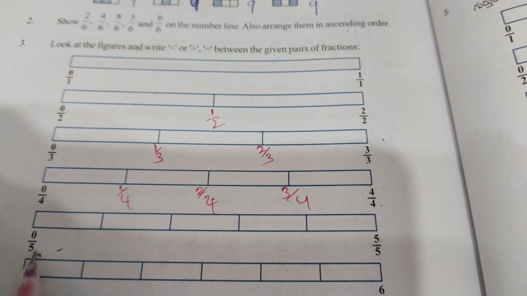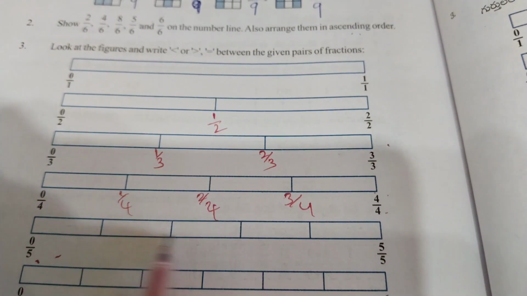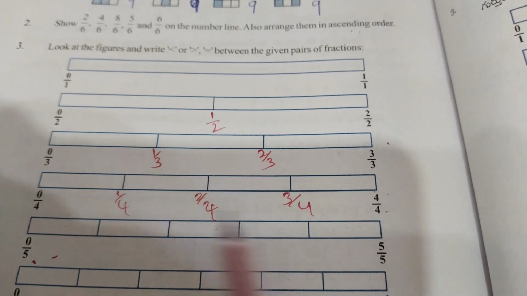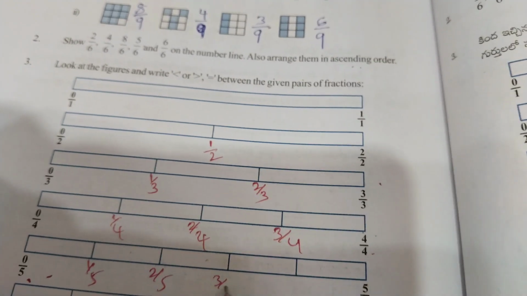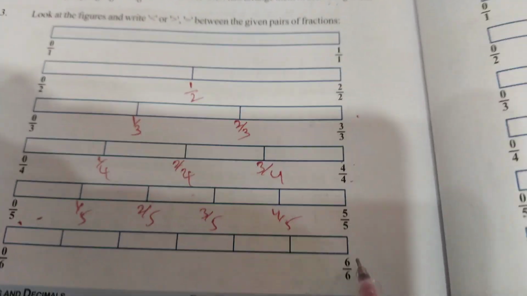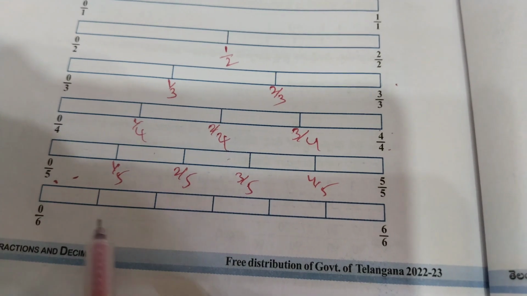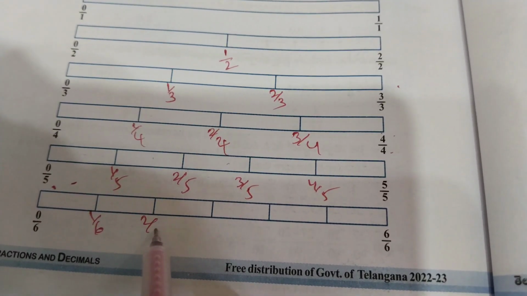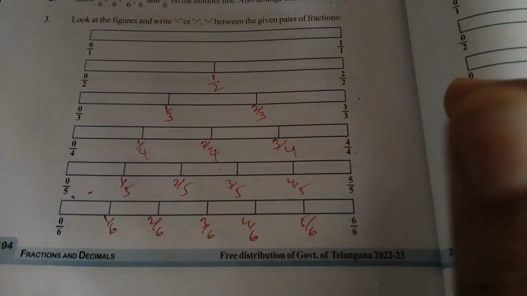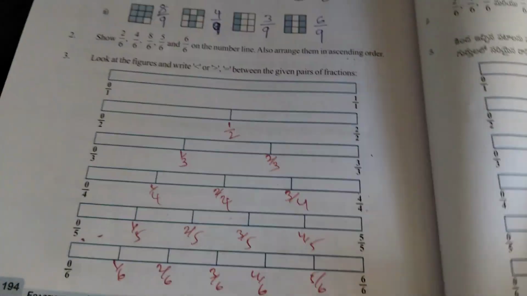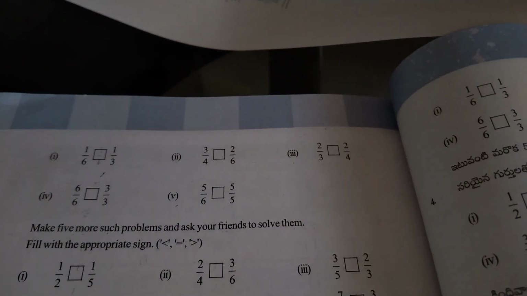And then the whole part is divided into 5 equal parts. 1 2 3 4 5. So this is 1 by 5, 2 by 5, 3 by 5, 4 by 5, and 5 by 5. This whole part is divided into 6 equal parts: 1 by 6, 2 by 6, 3 by 6, 4 by 6, and then 5 by 6. So now we are going to solve the questions under the third question. These are the given questions. Compare these 5 questions.